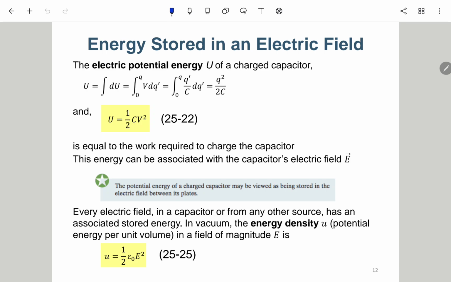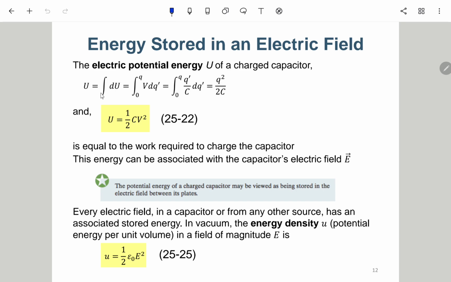So as much as there is some energy stored there, we will also consider there is some energy stored in this electric field, or actually we need to use some energy to generate this E field, depending on how you look at it. Okay, so here is the electric potential energy. This U is the electric potential energy of a charged capacitor.